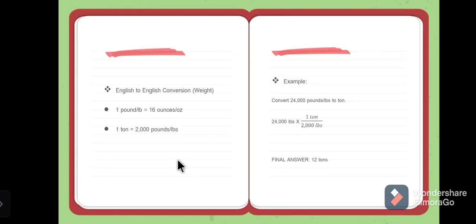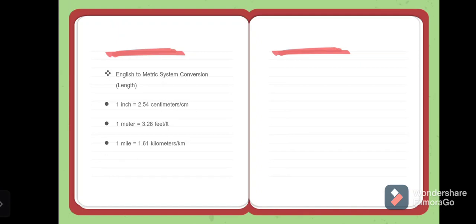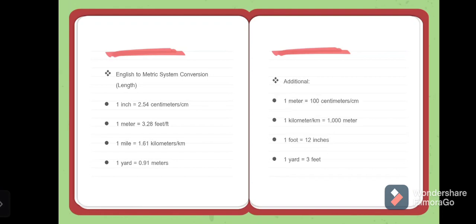Now, we move to the English to metric system conversion for length. The given conversions are 1 inch is to 2.54 centimeters or cm. 1 meter is to 3.28 feet. 1 mile is to 1.61 kilometers or km. And 1 yard is to 0.91 meters.